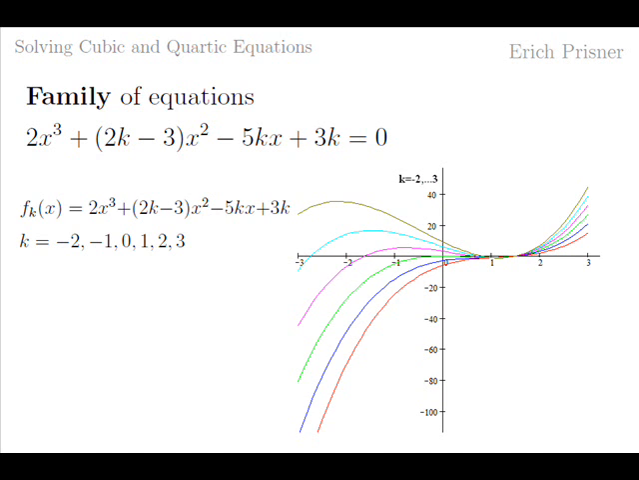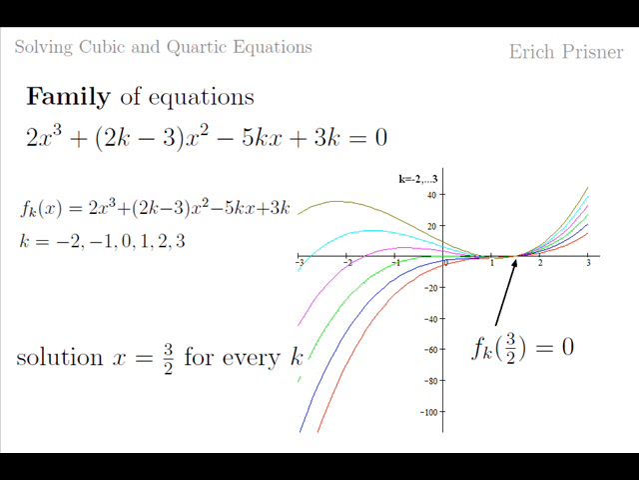Below the graphs of a few of these functions f_k of x equals 2x cubed plus 2k minus 3 times x squared minus 5k times x plus 3k are given. Note that they all have a common point at x equals 3 over 2. And note that the value f_k of 3 over 2 equals 2 times 3 over 2 cubed plus 2k minus 3 times 3 over 2 squared minus 5k times 3 over 2 plus 3k, which is equal to 27 over 4 plus 18k minus 27 over 4 minus 15k over 2 plus 3k, which is equal to 0. So finding a zero was easy. It is x equals 3 over 2 for every k.